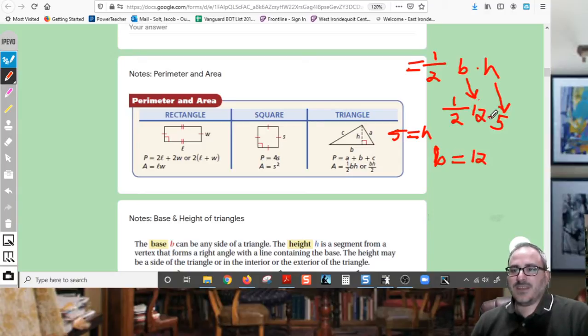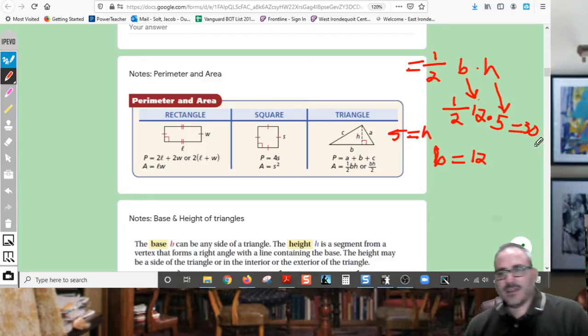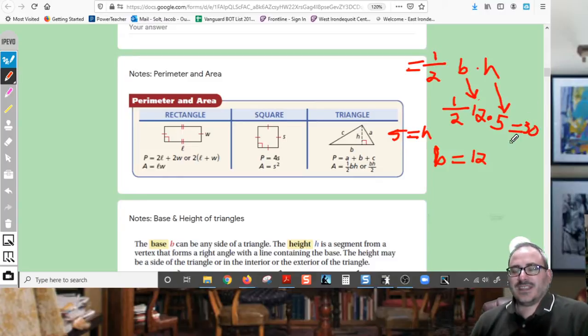So I just put these numbers in here, in for the numbers that I said they were. And I had 1/2 times 12 times 5 is 30. How did I know that? Off the top of my head, well, I know that 12 times 5 is 60, and then half of 60 is 30. You can use those little mental tricks to break things down. So the area of this triangle, if the height was 5 and the base was 12, would be 30.